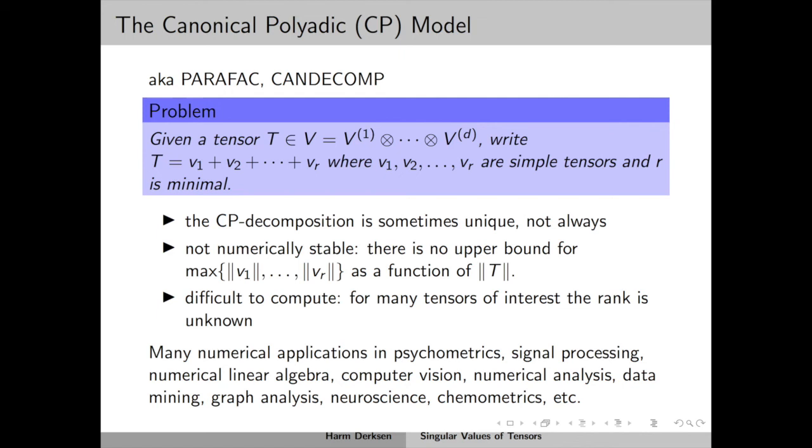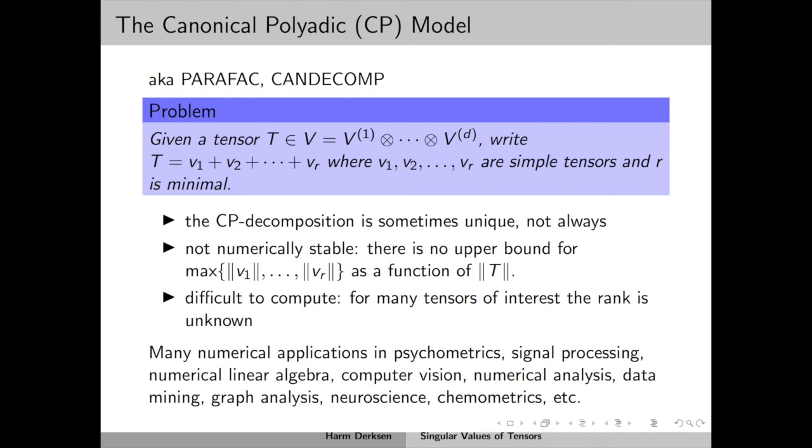So the decomposition is not very numerically stable. That kind of means, well, we'll see an example of that. Even though t might be small, in the smallest rank R decomposition, these v's might go to infinity or might get very large. Do you have examples of that? Yeah, I'll get to an example later on.